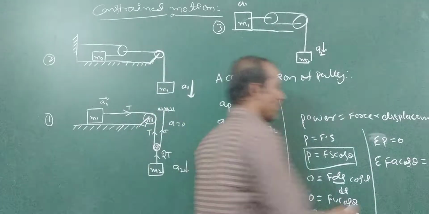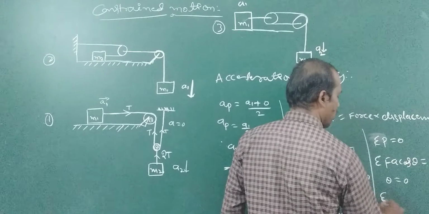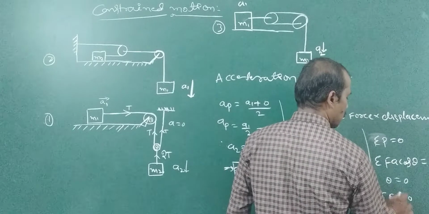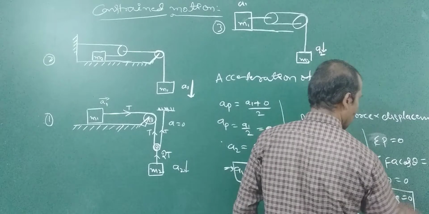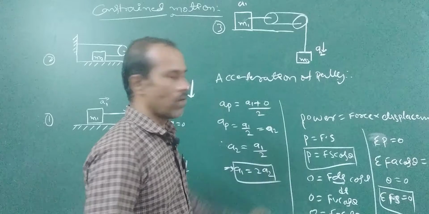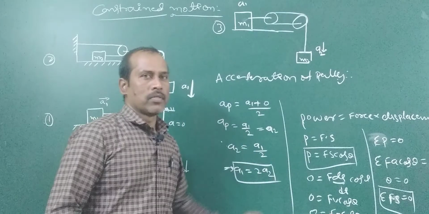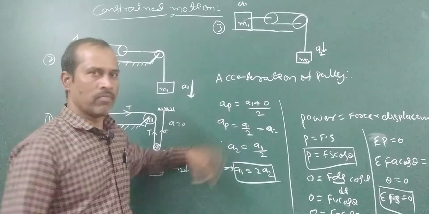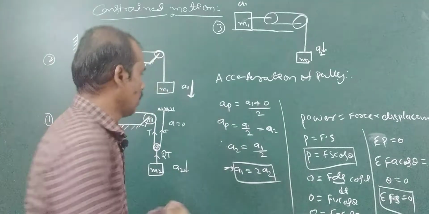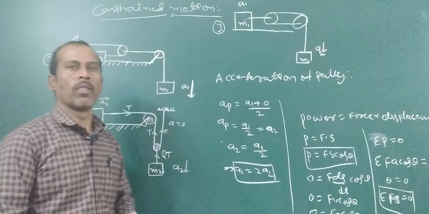So maximum force means maximum power, theta is equal to 0. Summation F dot S, force into displacement, is equal to 0. That is one type; in this case there are two types. We are simply following this formula. Now the acceleration of block A1 is equal to 2 A2.